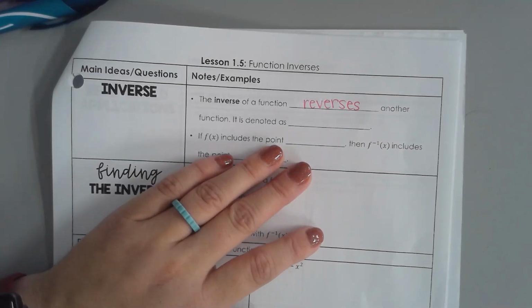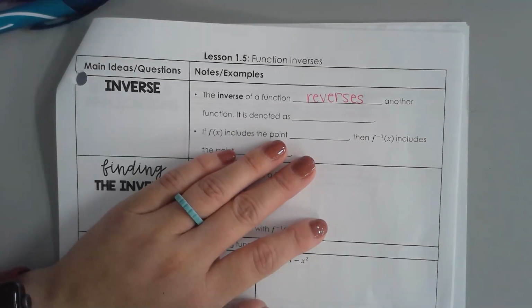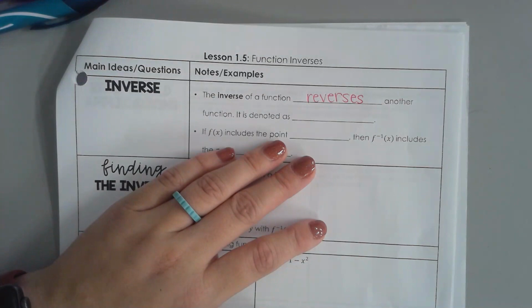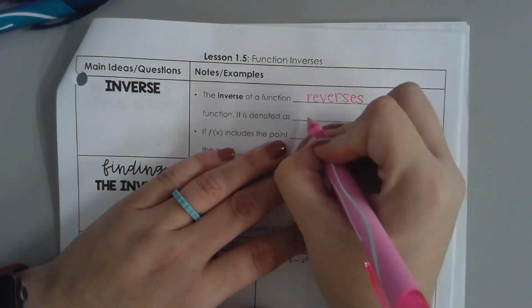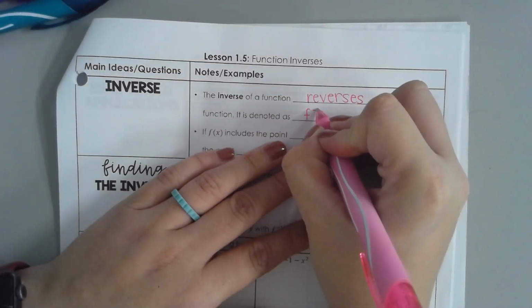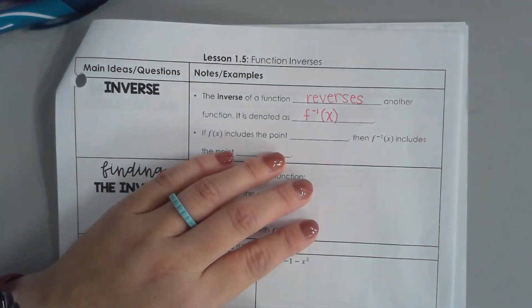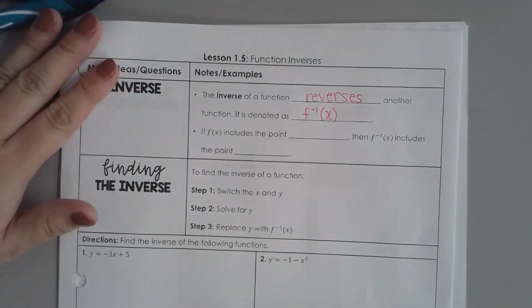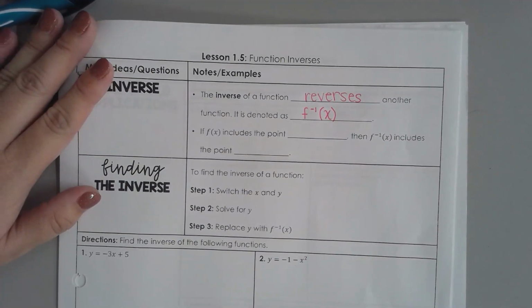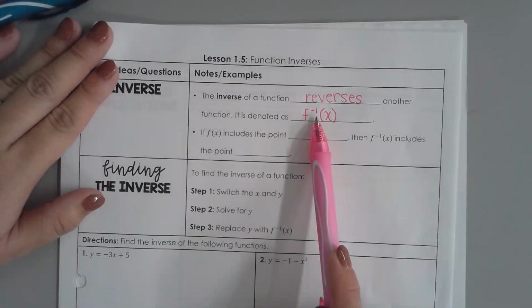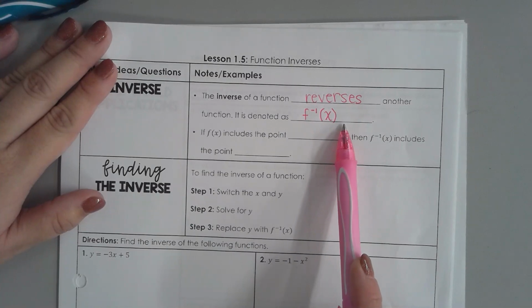And the notation that we use: we have f of x as our original function. The inverse, you put a -1 exponent right after the f. If you see a -1 exponent, that means inverse. So this would be the inverse of f of x.